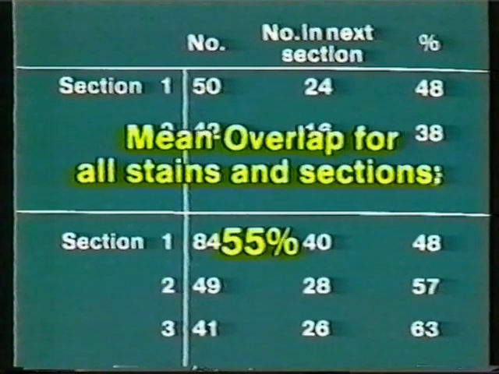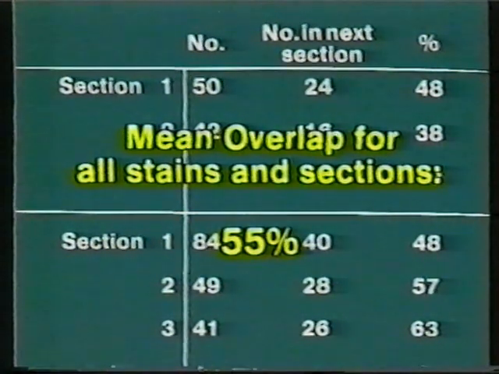Having noted the number of cells appearing in adjacent sections over 8 groups of serial sections, these are some of the figures. We calculated the percentages and found that for all observations the mean was 55%. That is, 55% of cells stained with one so-called specific stain showed up with another.